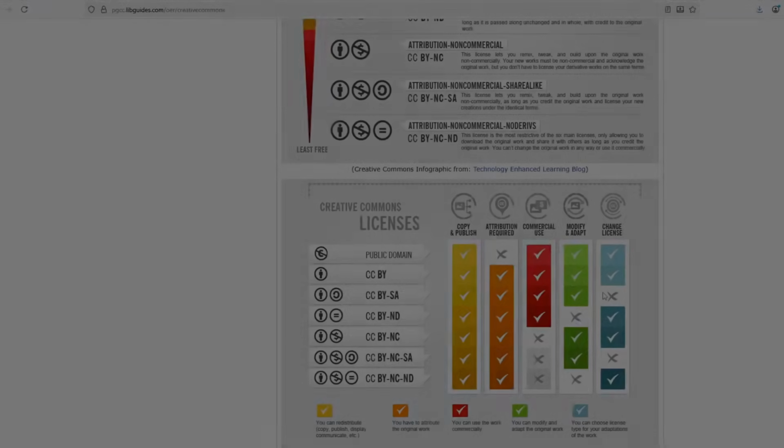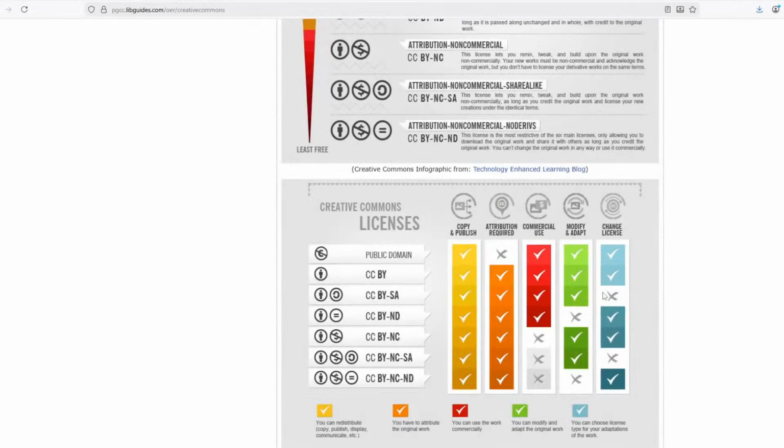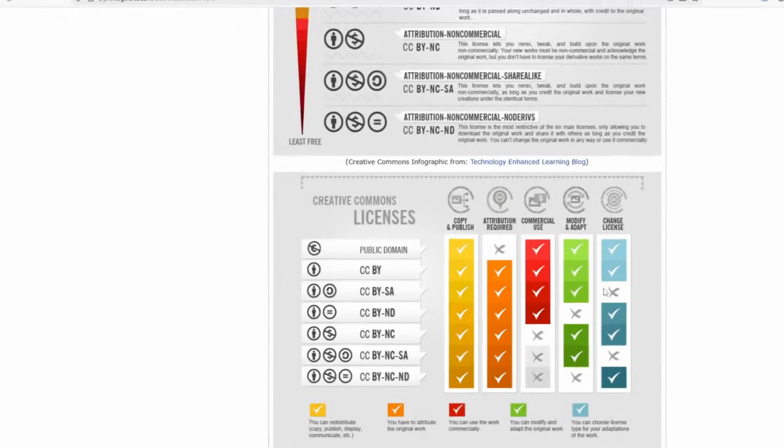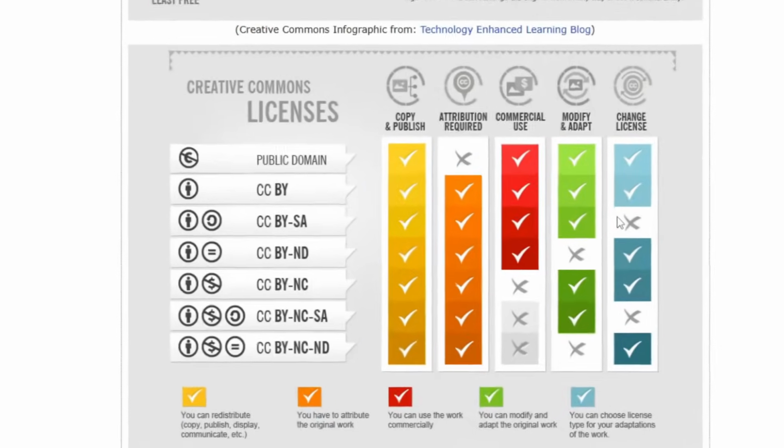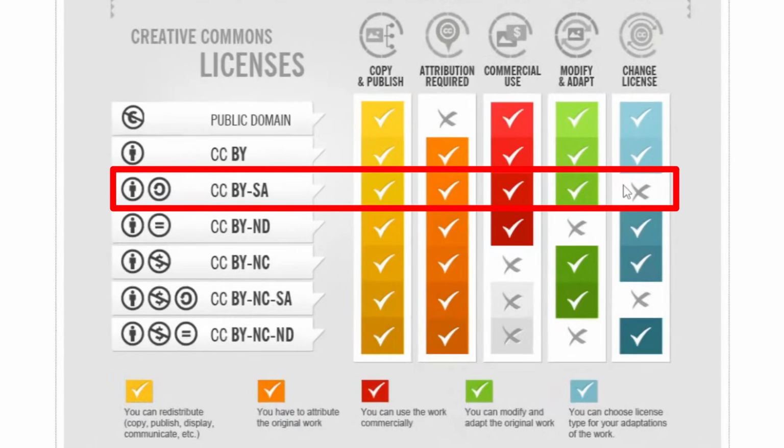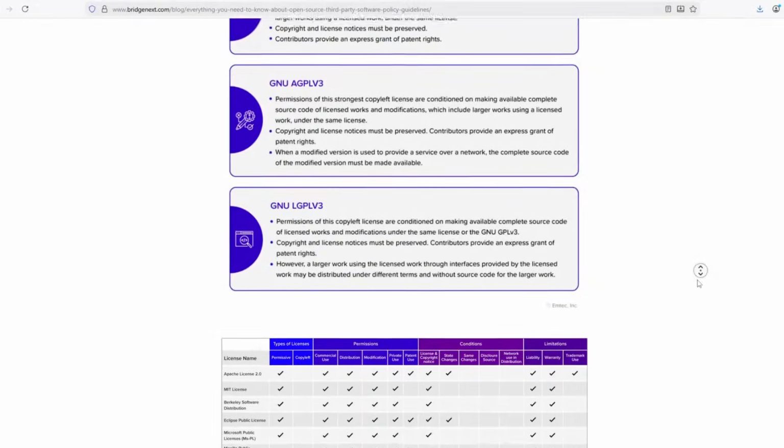There are also instances where you might want to place even more restrictions on your product. The Creative Commons Share Alike license is exactly that. This basically means that you can do whatever you want with it, but anything that is created from this has to use the exact same license. Other examples of this are the Copyleft licenses, like GPL, GNU.